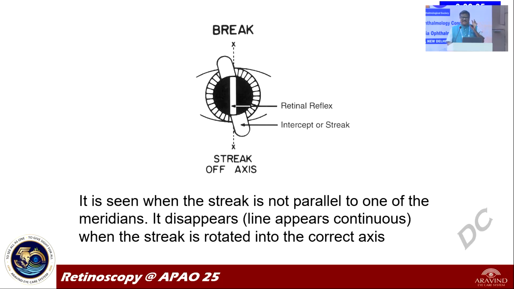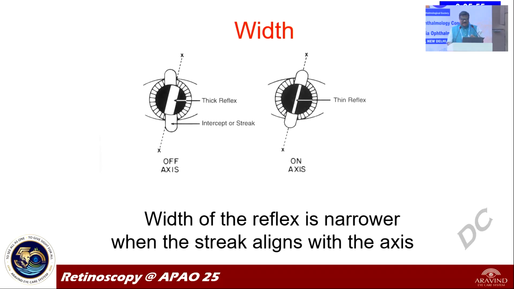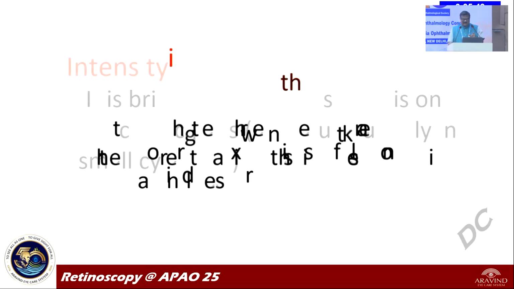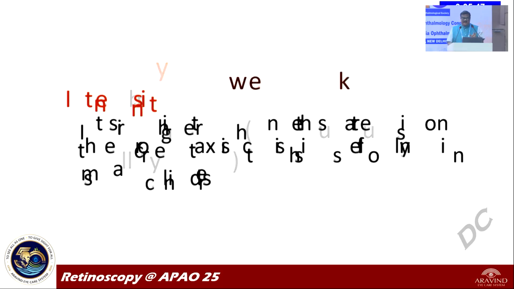See, for an oblique astigmatism, which is not 90 or 180, three things are there. This is called the break. Three beams: one on the iris, one in the pupil, one. It will not be straight. It is called break. And then there is the width. If they are away from the axis, it will be wider. If it is in the same axis, it will become narrower. Intensity will be brighter, and skewing.